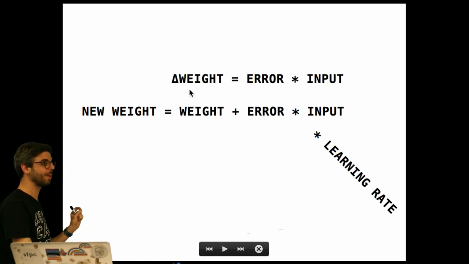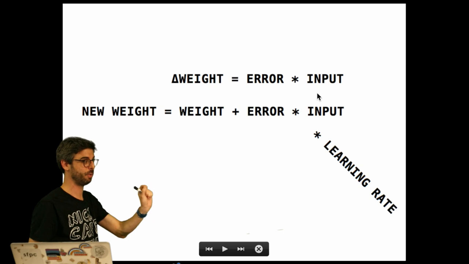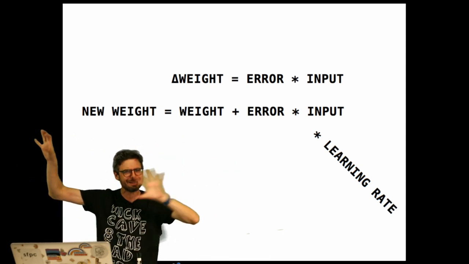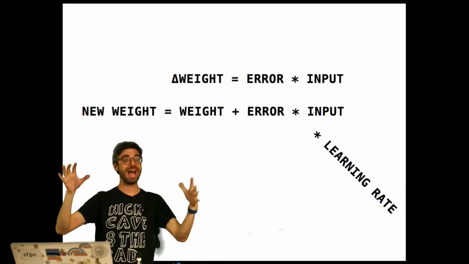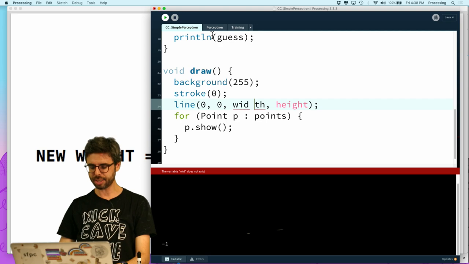And this is the formula. The weight is changed according to the error multiplied by the input. And there's something called learning rate, which I'll get to in a second. So let's see now. I've kind of explained that in pieces. Let me see if I can now add that to the code.